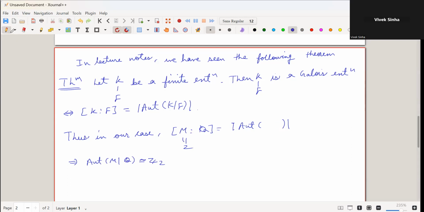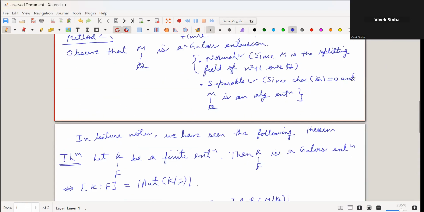So this is the second way of doing it. Whatever way you like, you can solve this question. Okay, so you're saying 2, fine. So similarly, we can handle other parts as well.